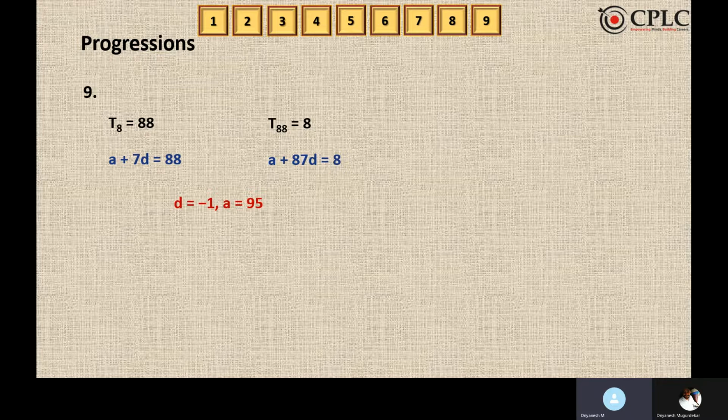When you have a and when you have d, you can find the 100th term. So T100 for the AP will be a plus 99d, where d is minus 1 and a is 95. The answer is minus 4, which is answer option 2. So the nth term of an AP is the formula, and then basic solving is required to get the final answer.